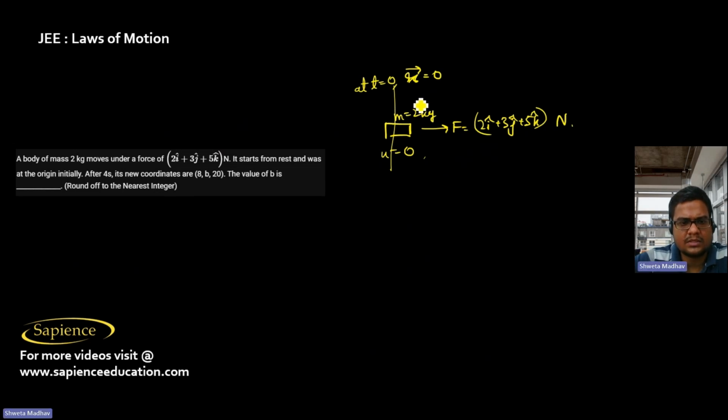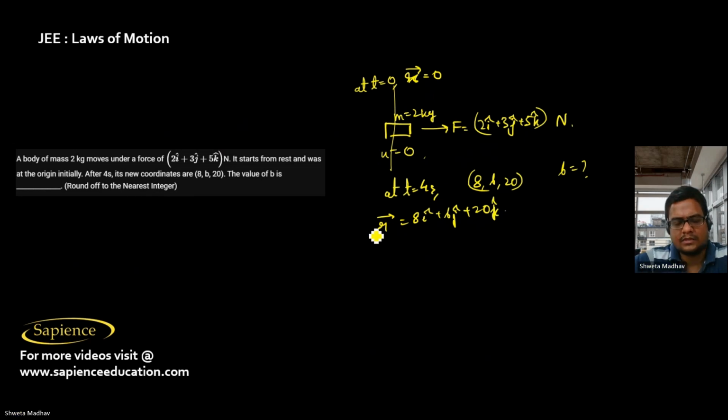The r vector was 0 only. After 4 seconds, at t equal to 4 seconds, its coordinates are 8, b, 20. Then the value of b is? Okay. So it means that the r vector at t equal to 4 seconds will be 8i cap plus bj cap plus 20k cap. The value of b is?